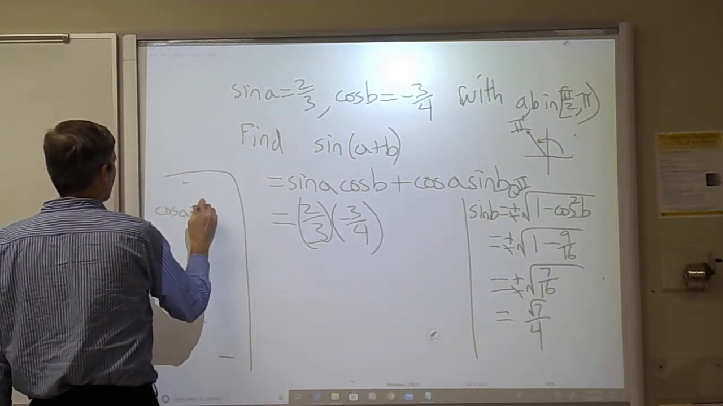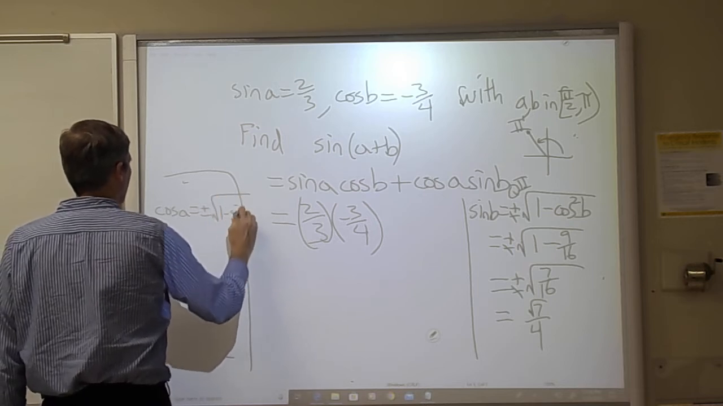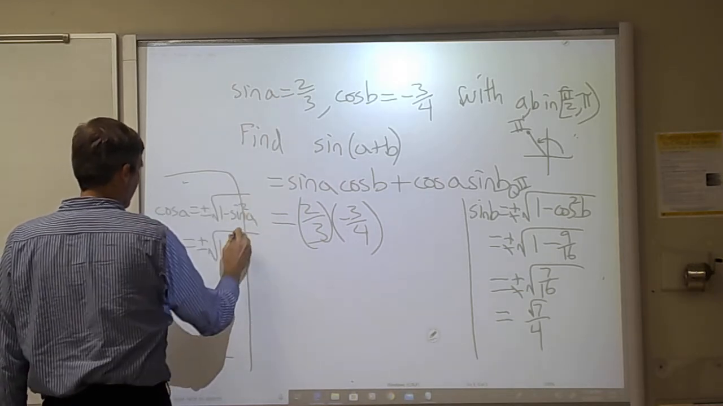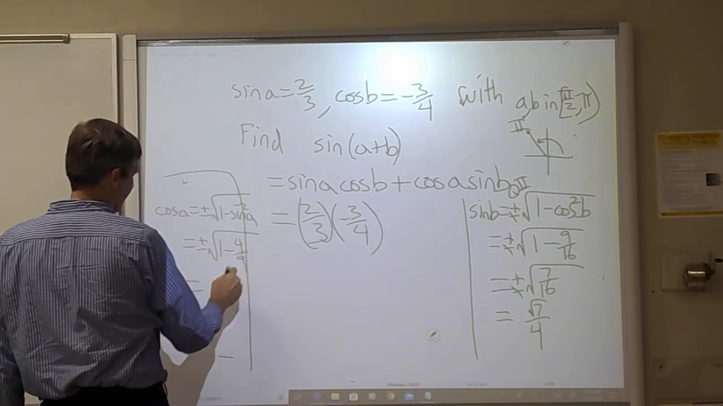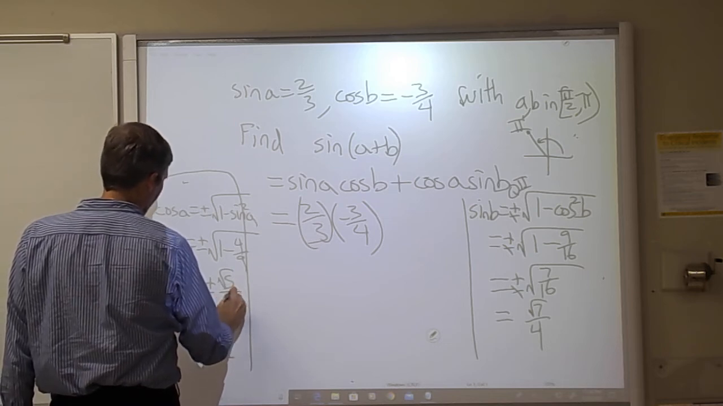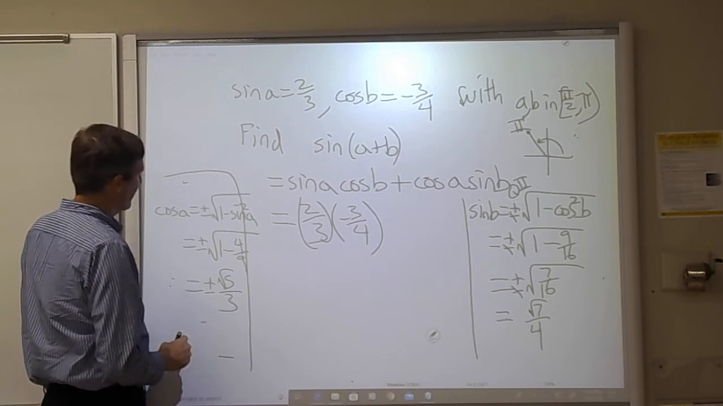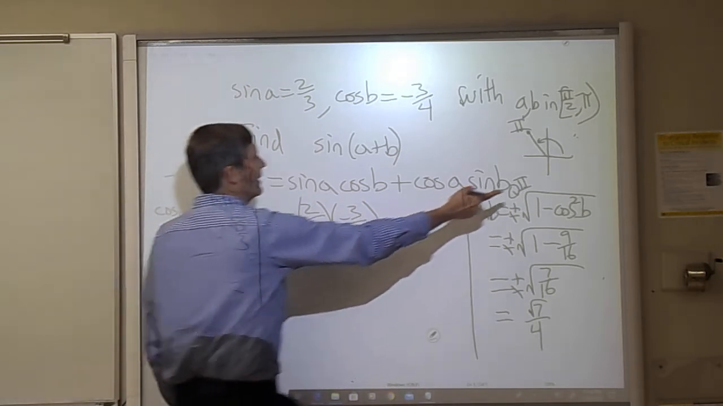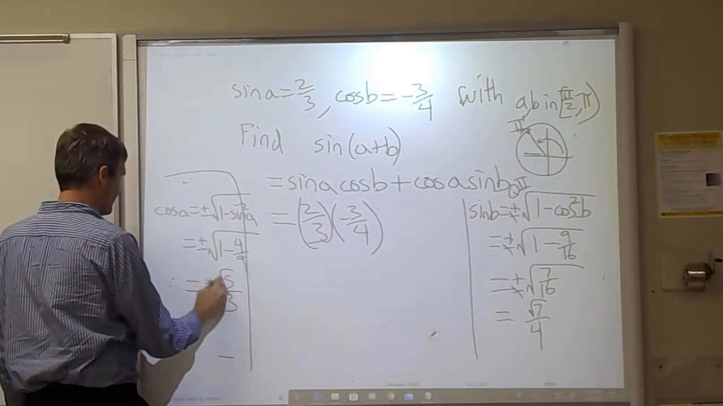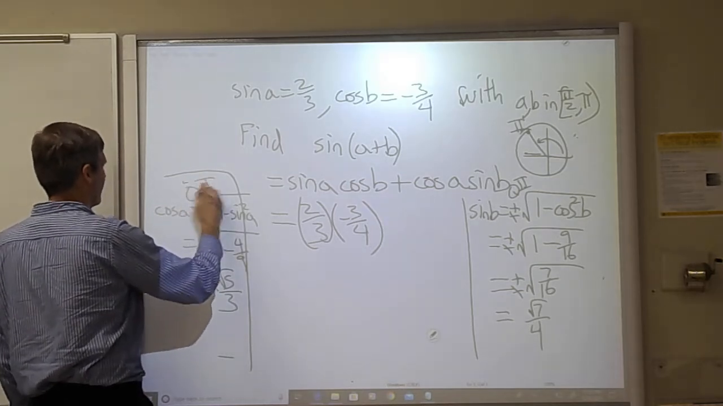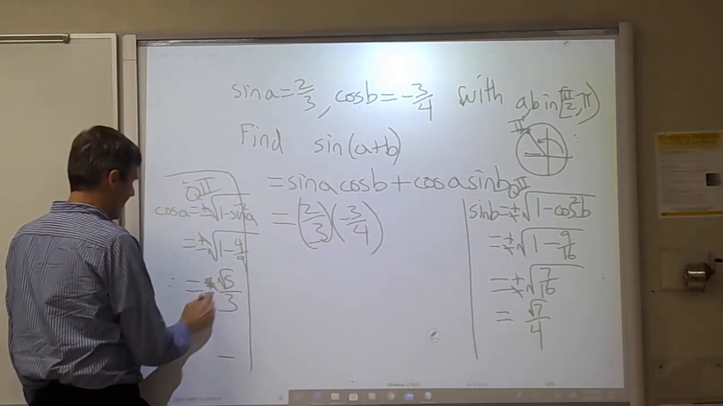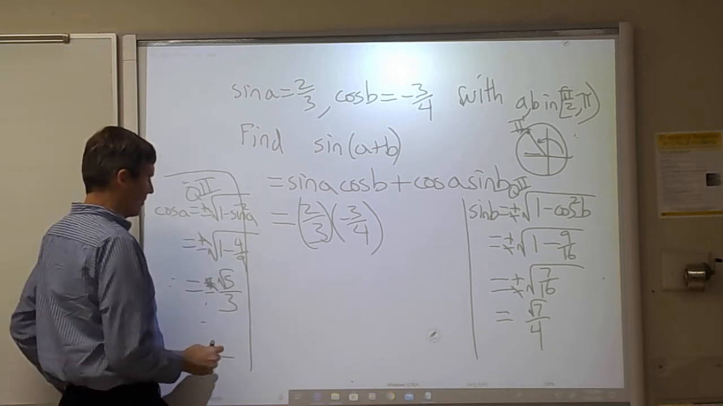cosine A is plus or minus square root 1 minus sine squared A. It is plus or minus square root 1 minus 2/3 squared, which is 4/9. 1 minus 4/9 leaves 5/9. So I've got square root of 5/9, or square root of 5 over 3. Is it plus or minus? Well, it's in the second quadrant. In the second quadrant, the x-coordinate, cosine, think of this as being on the unit circle, is negative. So this must be minus this time, because of quadrant 2. So I have that the cosine of A is minus square root 5 over 3.